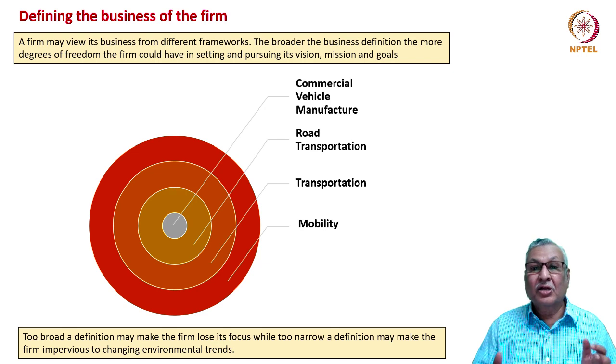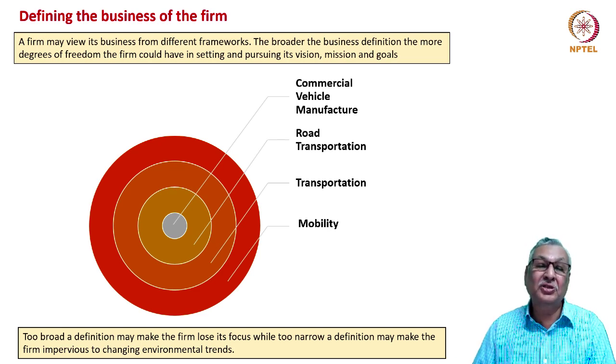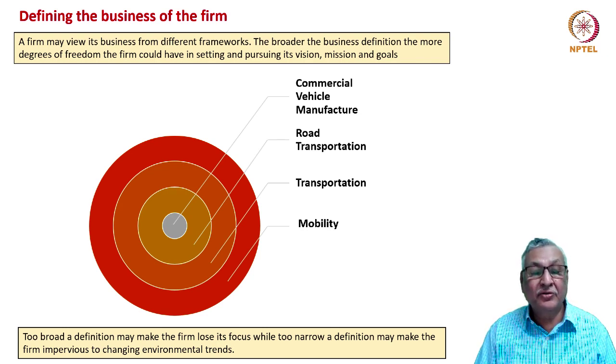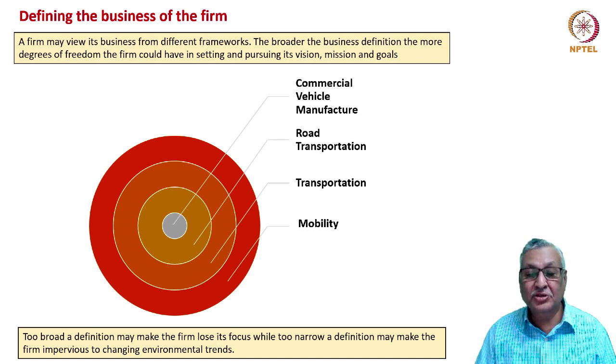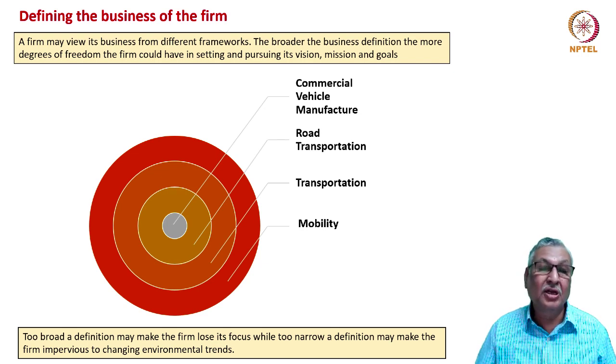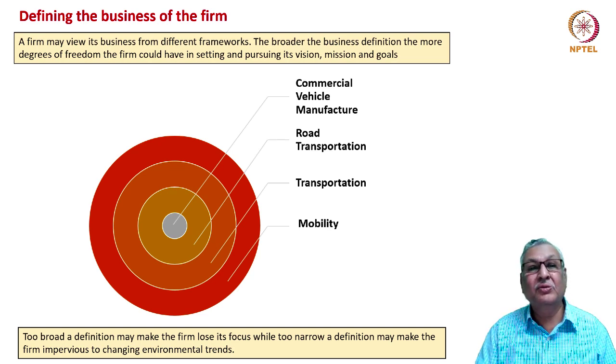But one cannot be randomly everywhere. One has to choose where one wants to compete based on the strengths and weaknesses as well as opportunities and threats, which we considered in one of the earlier lectures. Too broad a definition will make the firm lose its focus, while too narrow a definition may make the firm lose out opportunities which are developing. In fact, it will make the firm impervious to changing environmental trends.